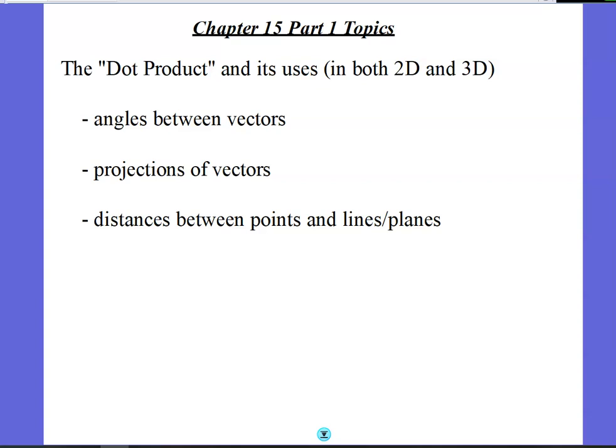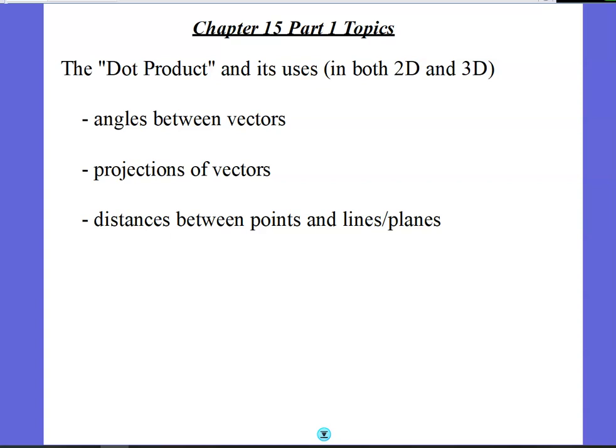Right, guys, so welcome to chapter 15, part 1. I am going to split this chapter into two parts. The first part is going to deal with an operation called the dot product, and the second part will deal with the operation called the cross product.